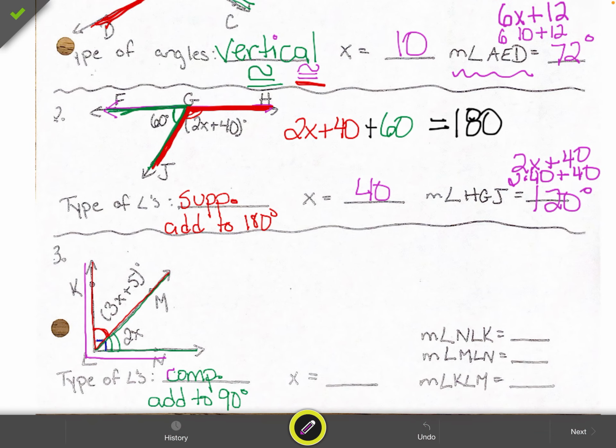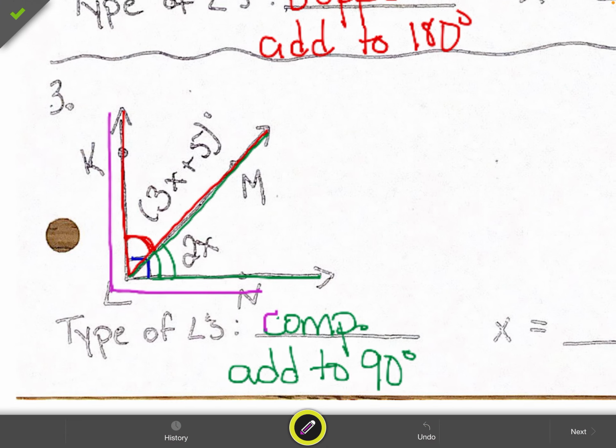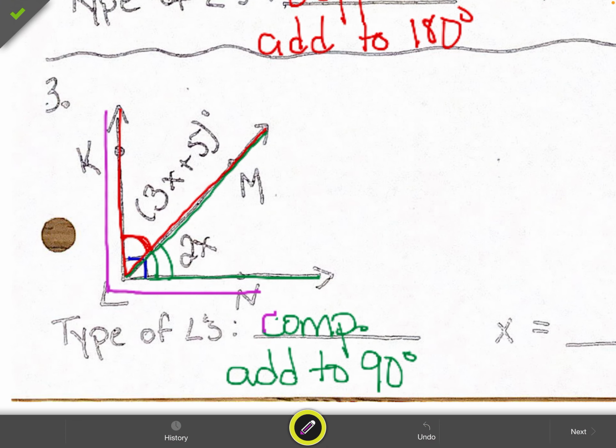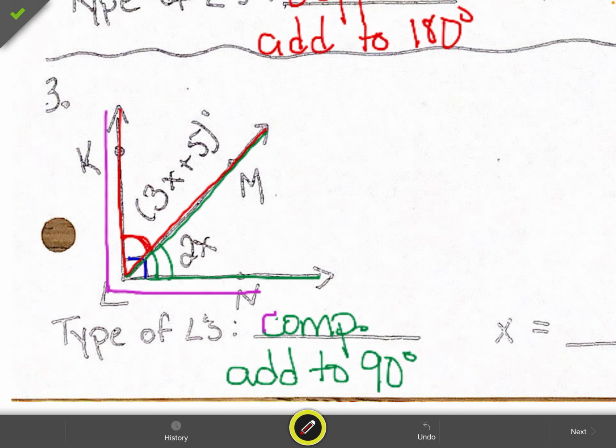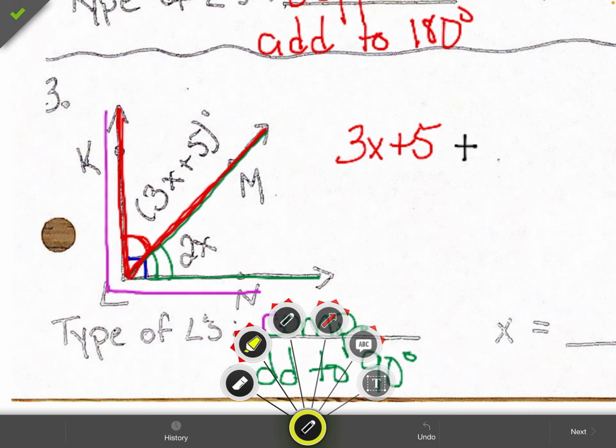All right, last one I'm going to do with you before I turn you loose to do some on your own. Okay, we determined that this was complementary. Okay, we know complementary means they add to 90. So our little formula says angle 1 plus angle 2 equals 90. So here's one angle, and I notice they both have x's in them, so it doesn't matter again which you start with. But let's do the red. Angle 1, 3x plus 5. Since they're complementary, we say plus angle 2.